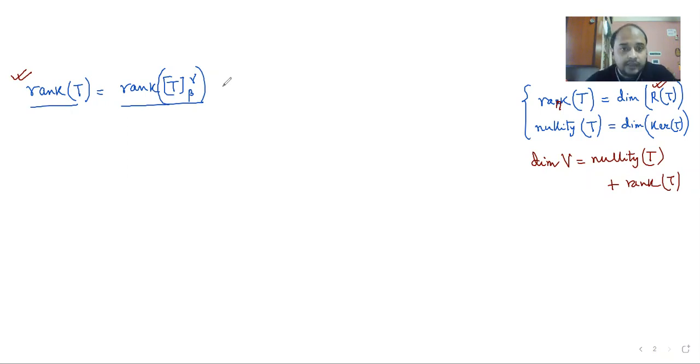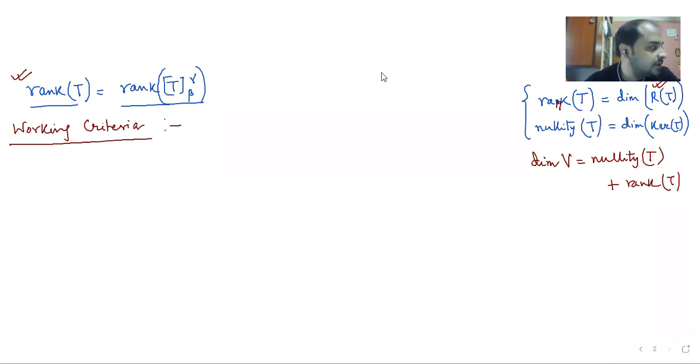Okay. Now, once we know that the matrix representation's rank can be found, the question is, what is rank, and how to find it? What is the working criteria to find rank? There is a working criteria which goes by a theorem, the theorem which I'm going to write below.